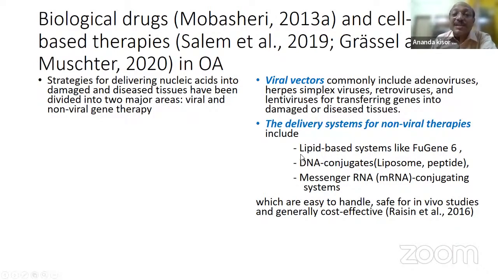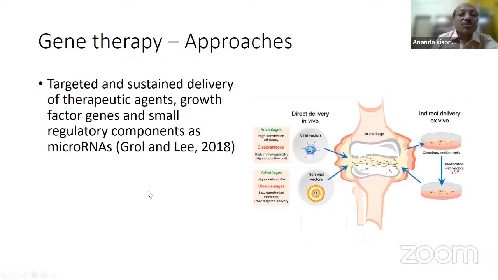There are several carriers, like lipid-based systems, DNA conjugates, and messenger RNA, that can be used as the carrier of this gene. There is a part of the DNA for transfection inside the mesenchymal stem cells, which are introduced. So gene therapy approaches may be a direct delivery system or an indirect delivery system. I've already shown the virus containing this part of the DNA that can be infused directly, or the non-viral vectors that can be used directly inside.